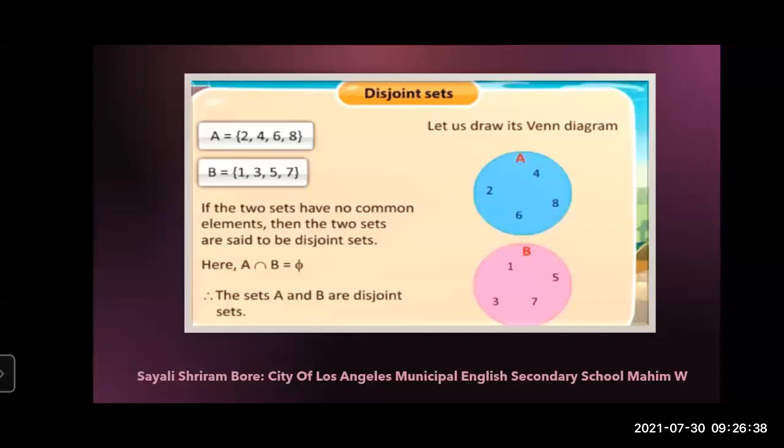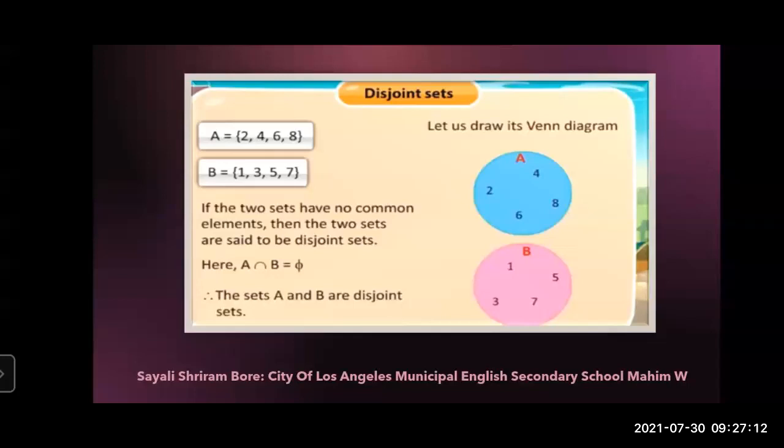For example, if I say in one set 1, 4 and in another set A, B, C, D, can you find any common element in the two sets? No. So if the two sets are totally different from each other, then they are called disjoint sets. And the intersection of two disjoint sets is always an empty set.